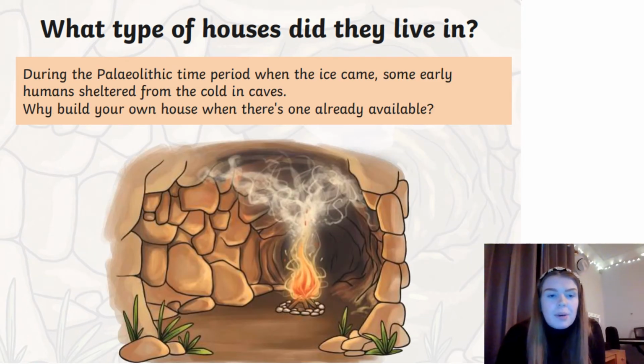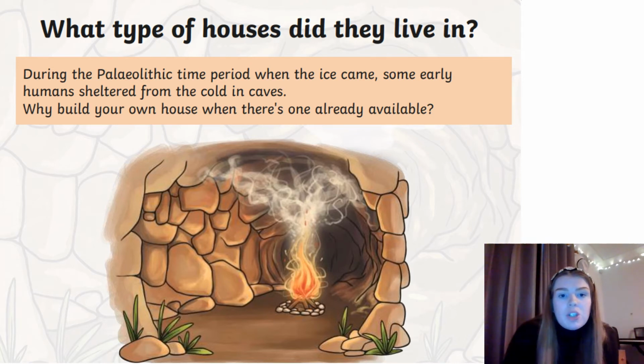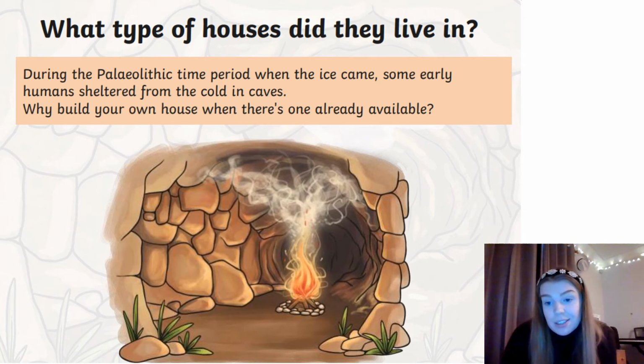So what types of houses did we live in then? During the Paleolithic time period, when the ice came, remember the weather was very cold, some early humans sheltered from the cold in caves. Why build your own house when somebody else's is already available? That's a good point, isn't it? So they went inside the caves because the caves were a lot warmer. And look, they could light fires and it would probably be a lot more snug than being out in the freezing cold.